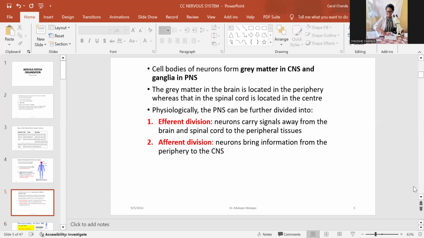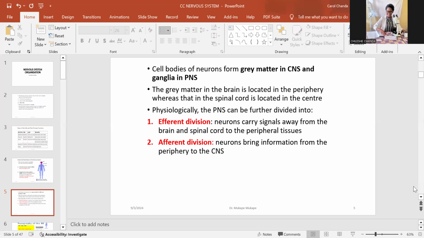The other way that you can refer to these neurons would be that they are motor neurons. These are the ones that take information to the effector organs, which are going to do something once they receive information. For example, the muscles are the ones that are going to contract so that there is movement. And then we have the afferent division.